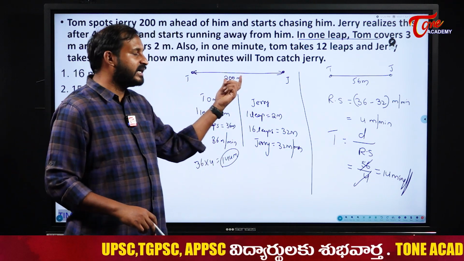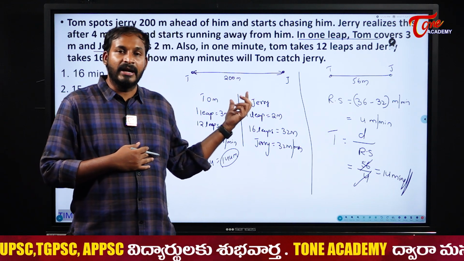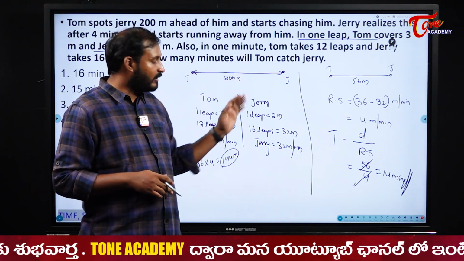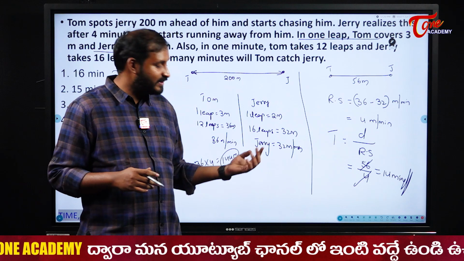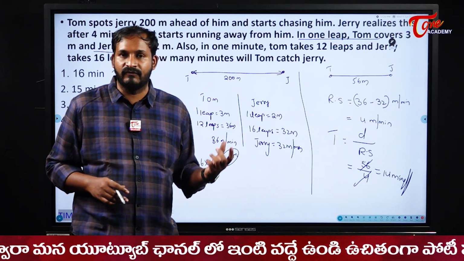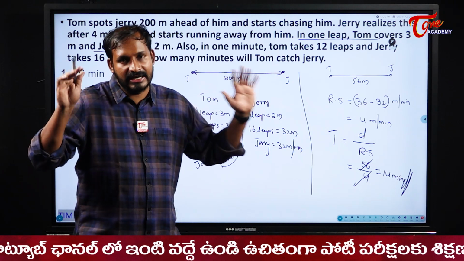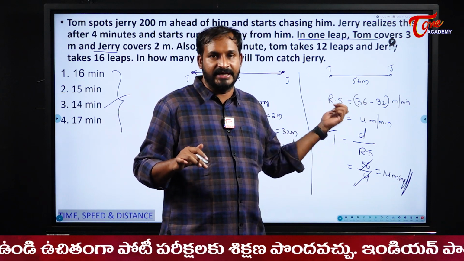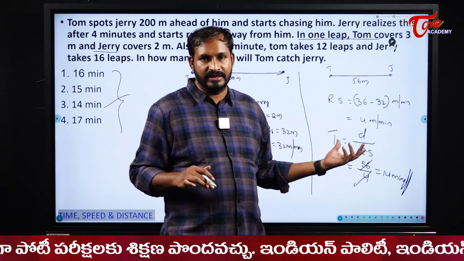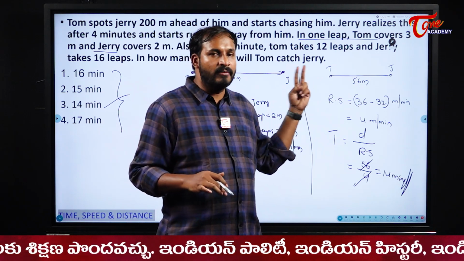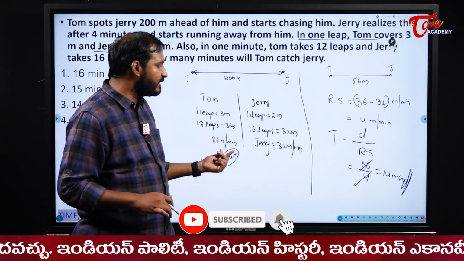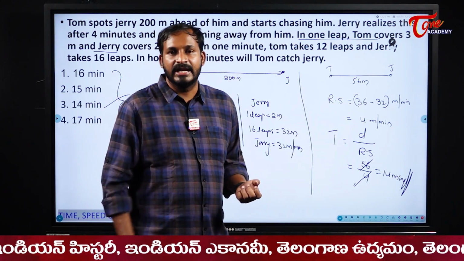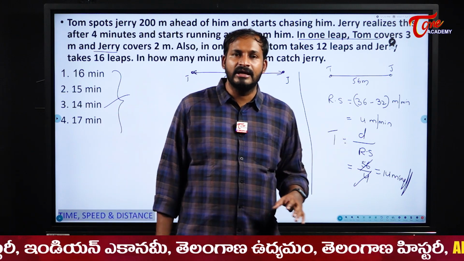See here, students. Initially, the distance is 200 meters. Yes, accepted. But both Tom and Jerry are not running at that time. Only Tom is running. Tom will cover what distance in 4 minutes? Initial 4 minutes means he is going to cover 36 into 4, 144 meters. At that instance, Jerry started running. So now both are running and the distance between them is 56 meters. Now we will apply the relative speed concept here. Why? Because there are two moving objects, Tom and Jerry. Tom's speed is 36 meters per minute, Jerry's speed is 32 meters per minute. So the difference between them, 4 meters per minute, is the relative speed. So this is how we will solve these problems.